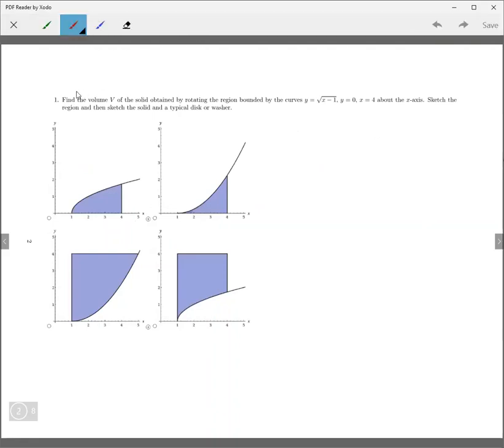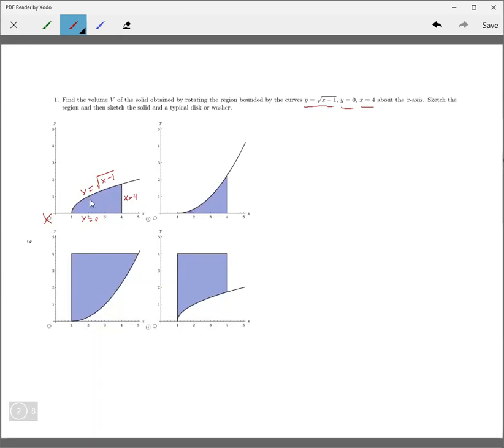Number 1, find the volume V of the solid obtained by rotating the region bounded by the curves y equals the square root of x minus 1, y equals 0, and x equals 4 about the x-axis. Sketch the region and then sketch the solid in the typical disk or washer. Okay, so this is the answer right here. This curve on top is y equals the square root of x minus 1. Y equals 0 is this curve on the bottom, it's the x-axis, and then x equals 4 is this vertical line right here.